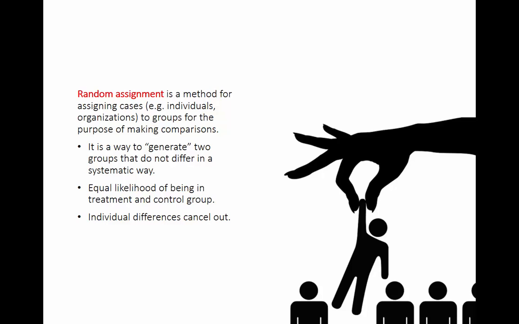The idea is, as I already mentioned before, that through this random assignment we have this leverage. We can say that we have an equal likelihood of being in the treatment and the control group. All these other things that we don't observe also have an equal likelihood of showing up in the control and in the treatment group. And then the individual differences cancel out.